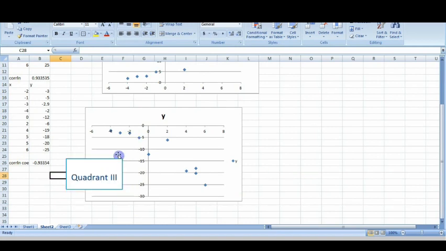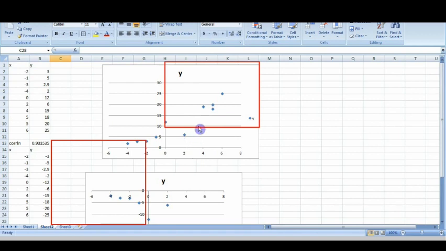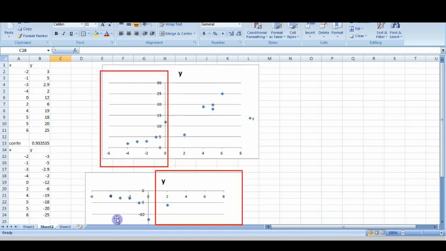This is the third quadrant where both are negative, x is negative and y is negative. So, if you take the product of the deviations, that is going to be positive. Here in the fourth quadrant, x is positive but y is negative, so the product is going to be negative. So, in the sense that first quadrant and third quadrant, the products are going to be positive, and second quadrant and fourth quadrant, the products are going to be negative.